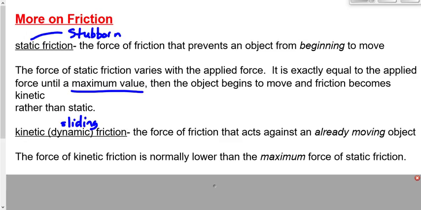It's not nearly as stubborn. Because kinetic friction is what it is. If you've got a force of 20 newtons of kinetic friction, it doesn't matter how hard I push, it doesn't matter how fast the object is moving, the value of kinetic friction will be 20 newtons. It doesn't push harder when I push harder.